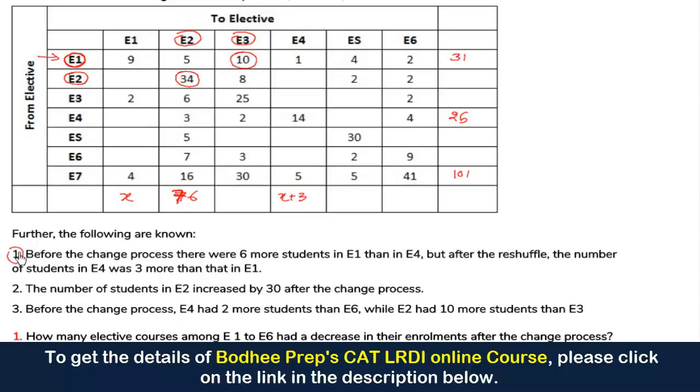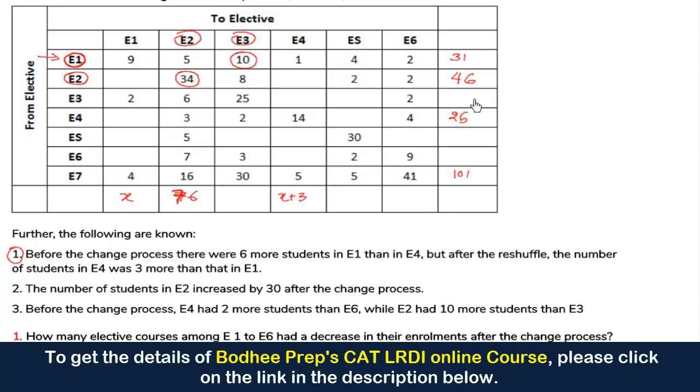So that this entire information has been captured. Now the next condition is that the number of students in E2 increased by 30 after the change. So if I look at after the change, the total number of students in E2 is 76. So before the change, it must be 30 less than 76, which comes out to be 46. So the sum of all these cells has to be 46.